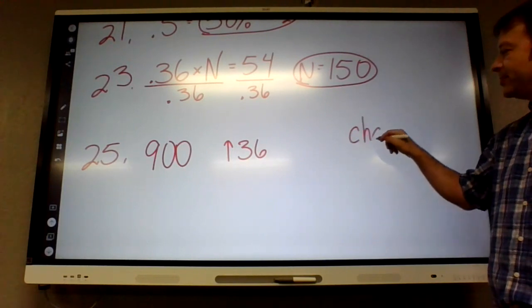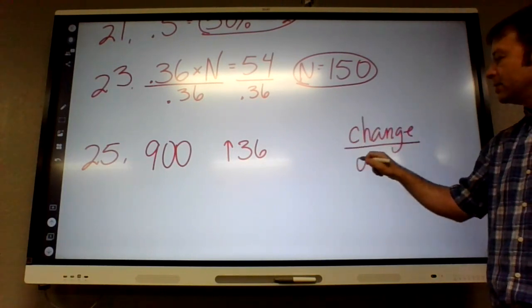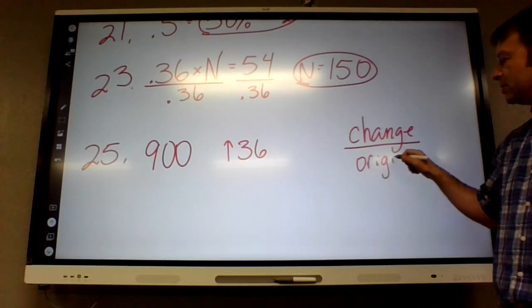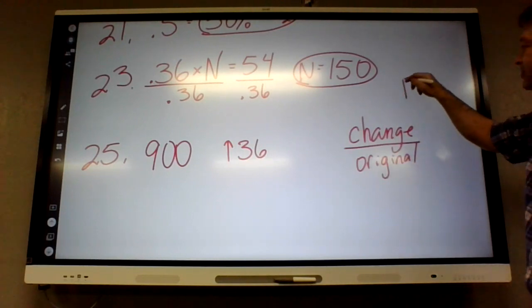Change divided by original. I'm pretty sure that was the only formula we had this chapter, except for the rate problems. Well, that's not technically a formula, that's an equation. But yeah, it's similar. Some we have to remember, distance equals rate times time.